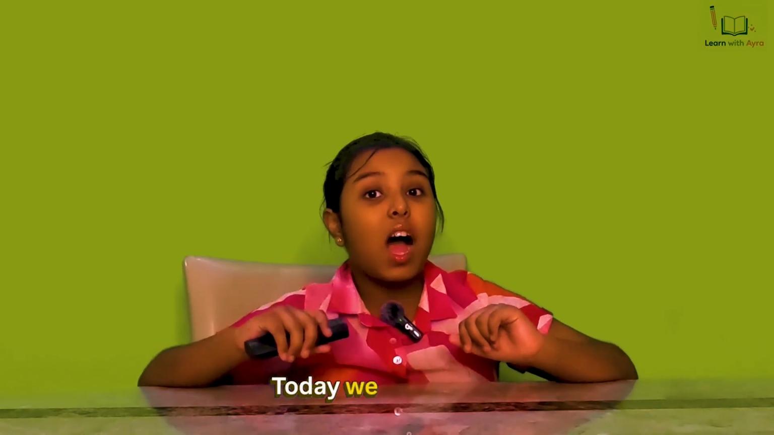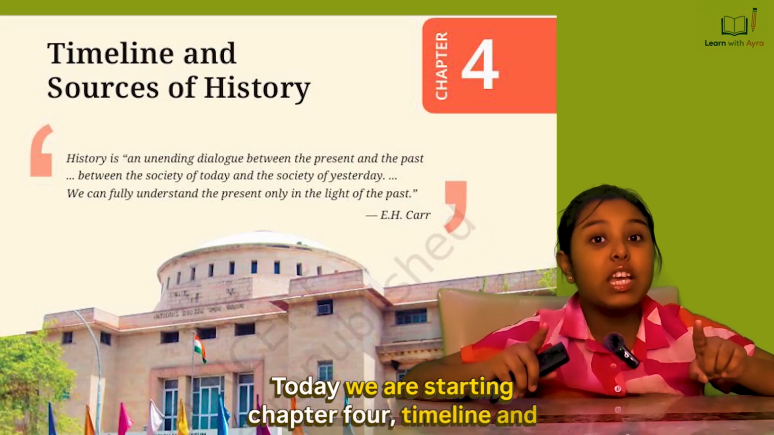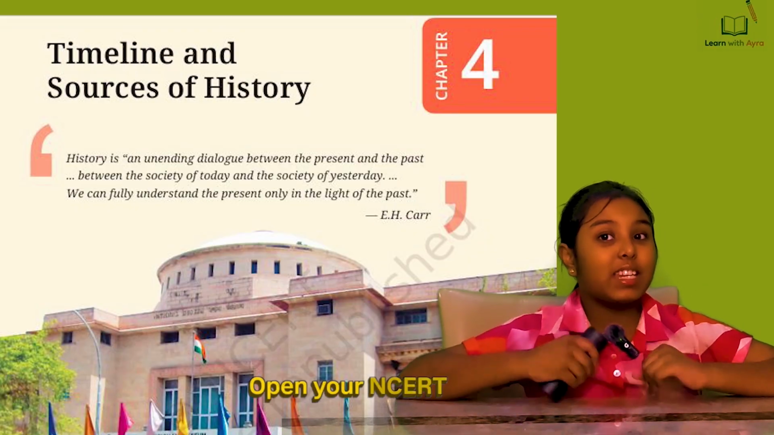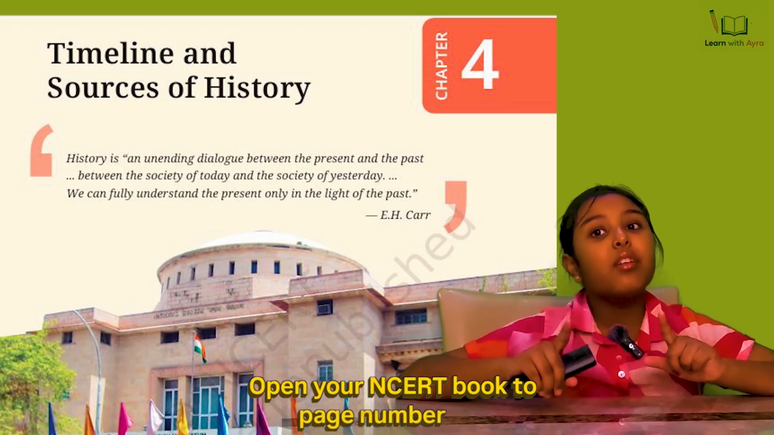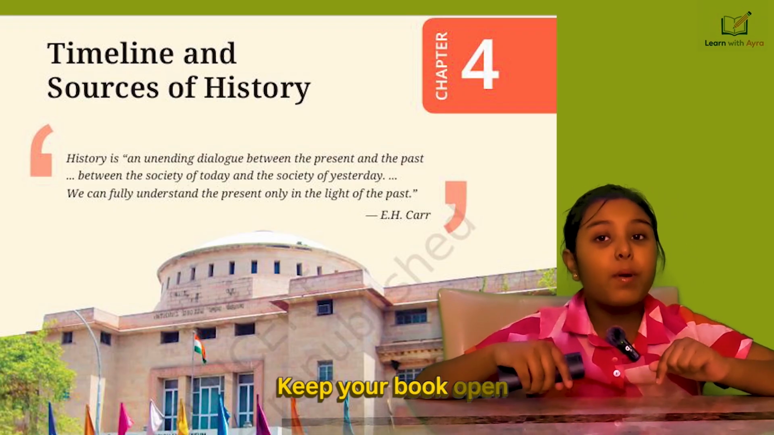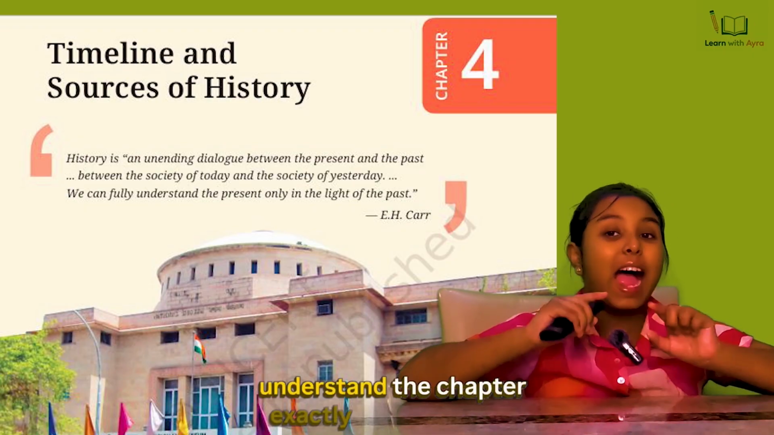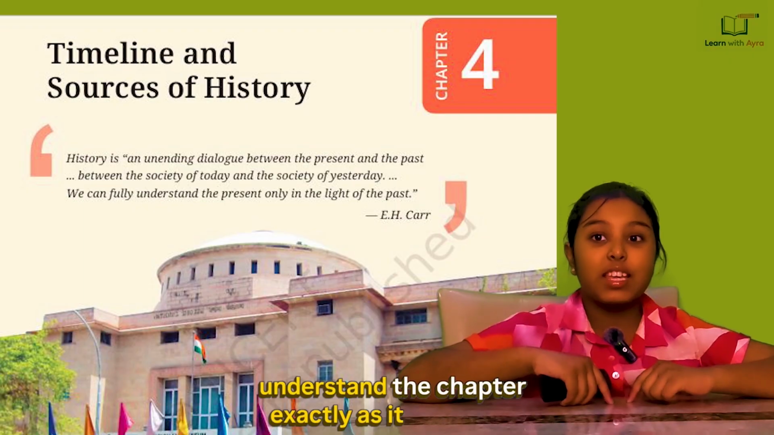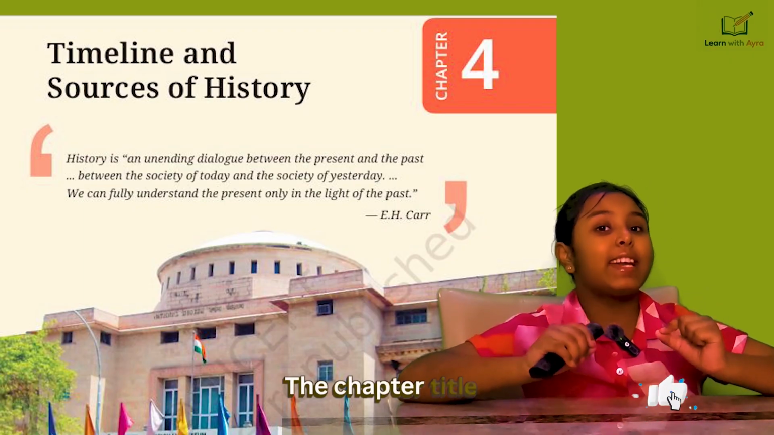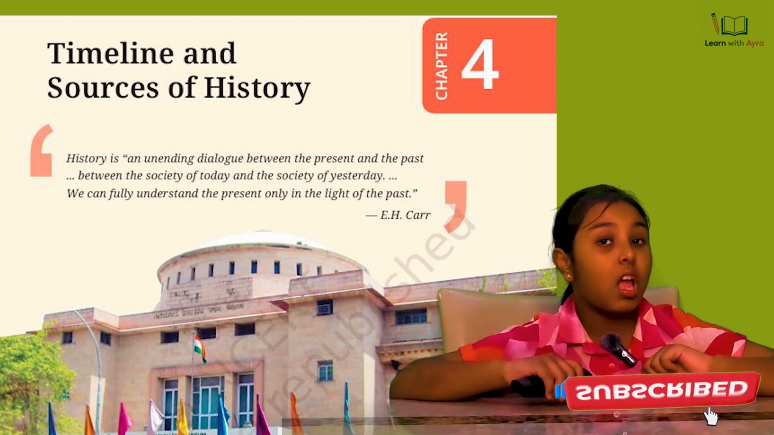Today we are starting chapter 4, Timeline and Sources of History. Open your NCERT book to page number 59. Keep your book open because today we'll understand the chapter exactly as it is written step by step. The chapter title is Timeline and Sources of History.